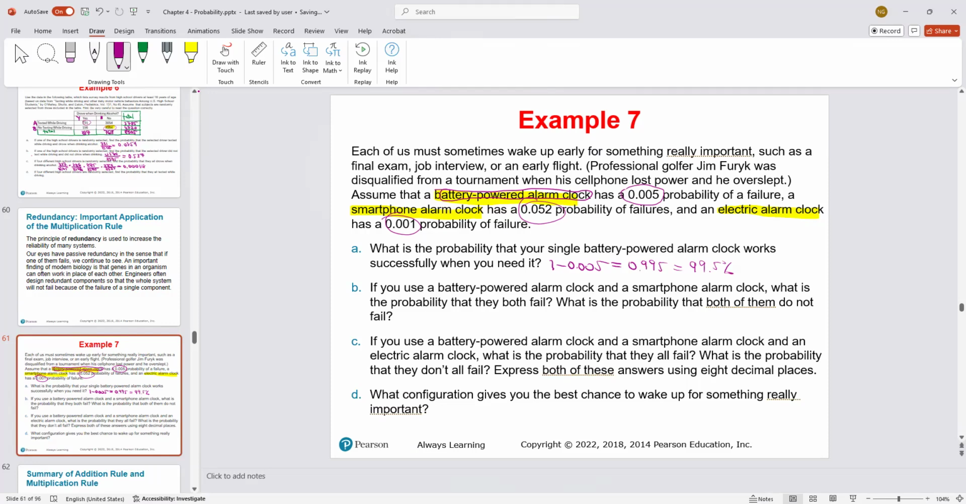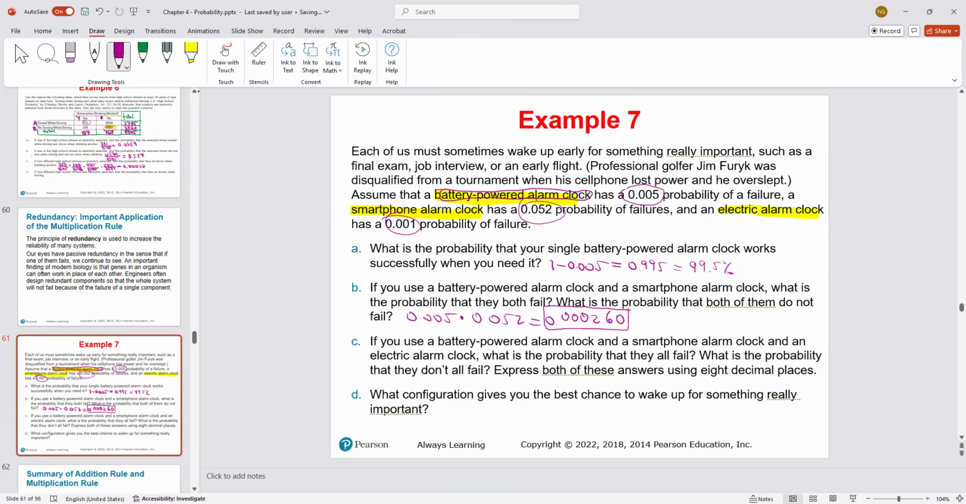So it's really accurate. If you use a battery powered alarm clock and a smartphone alarm clock, what is the probability that they both fail, doing multiplications? Remember, it's happening in sequence. So battery power alarm clock fails 0.005 times the probability, and if it's a smartphone, it fails 0.052. So when you multiply these two together, based on what I have, I think it's 0.000260. Now they ask you, that's the answer.